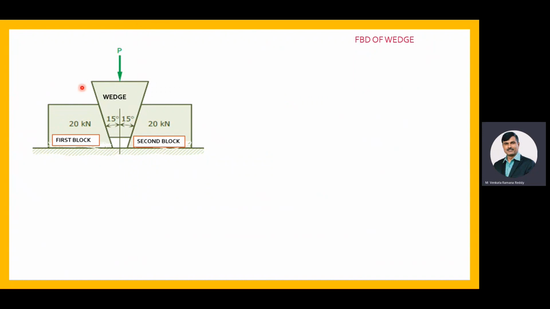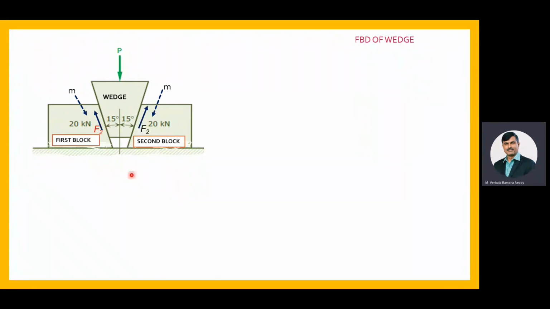Here P is the applied force on the wedge. With that applied force, the wedge tends to move down along the contact surface of the left side block as well as right side block. This is the direction of movement of the wedge. Then the frictional force is acting in the upward direction along the contact surface of the left side block as well as wedge and right side block as well as wedge. The magnitude of the frictional force is F2.